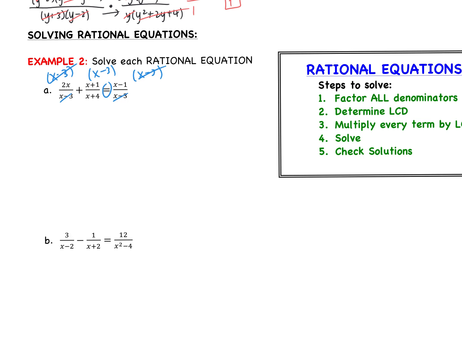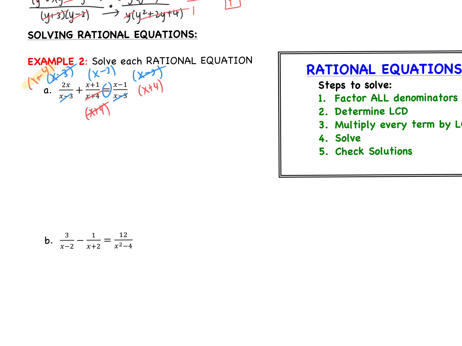To get rid of x plus 4 in that second denominator, I have to multiply every fraction by x plus 4, all of them. You are never allowed to just multiply one quantity by x plus 4. So what happens then is these x plus 4's cancel. So then we have to figure out what we're left with.